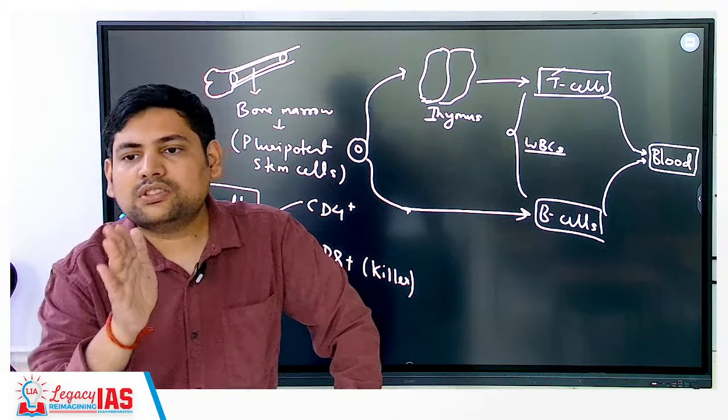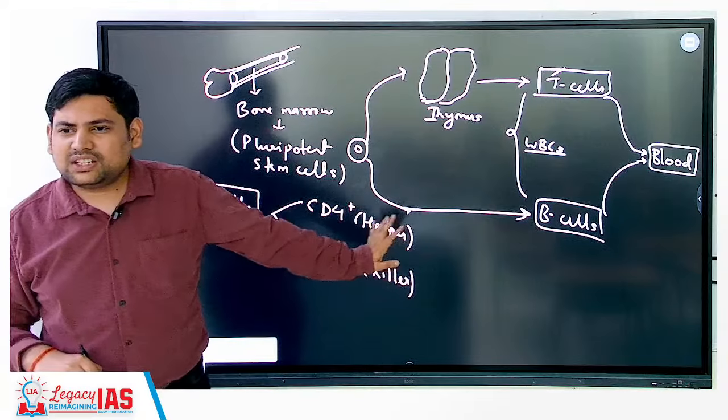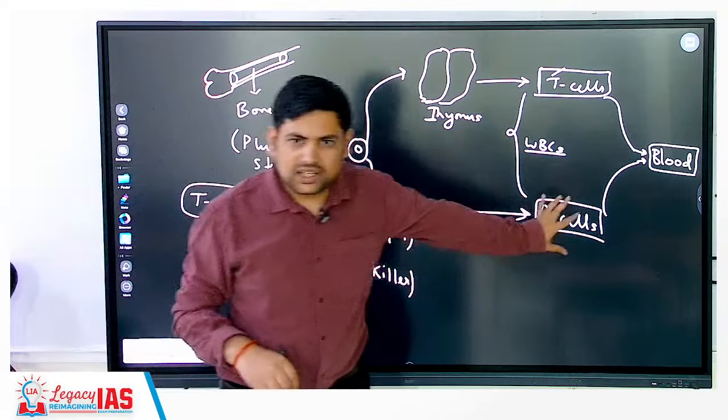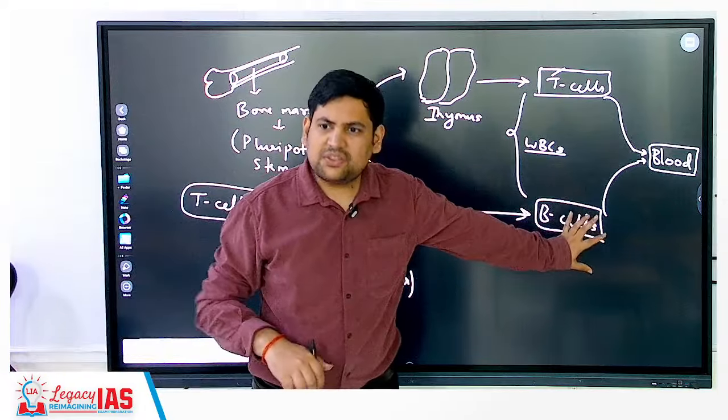The other one is the helper T cells, which generate different kinds of cells that help B cells to function. So this one helps B cells to function, which is to generate antibodies. So this generates antibodies, and this one are the killer cells. So they kill the infected cell.